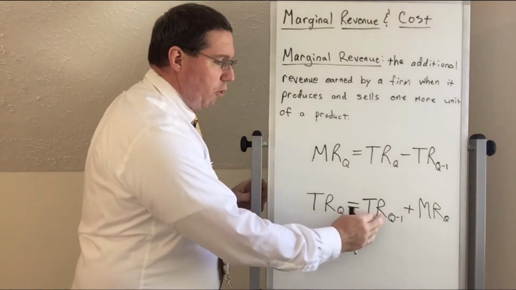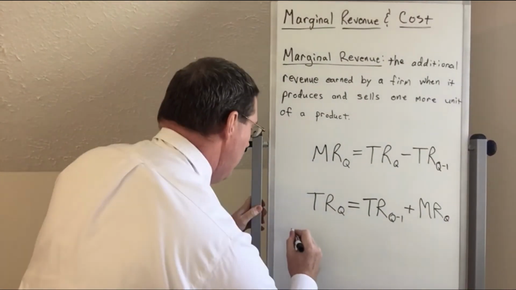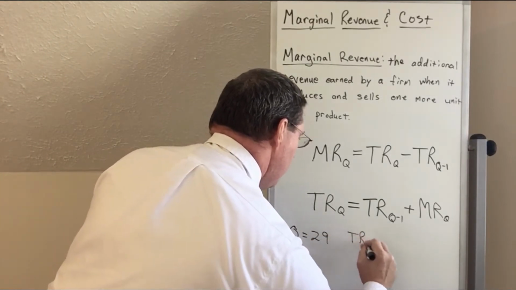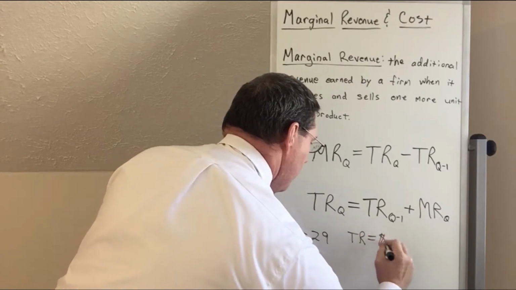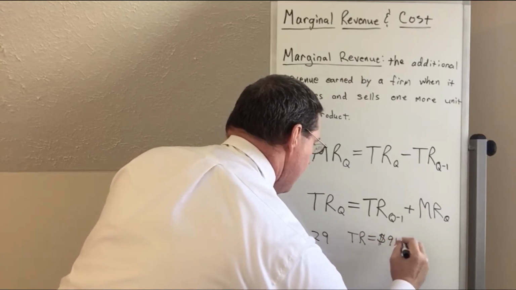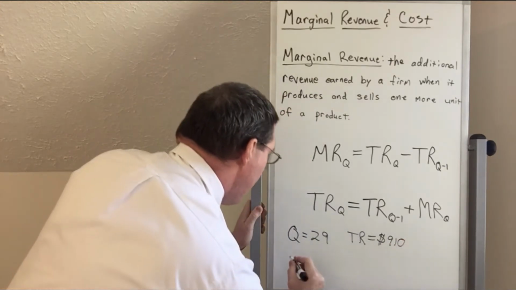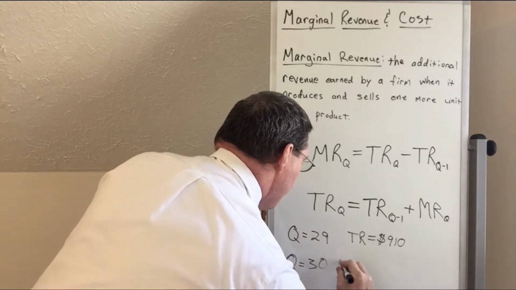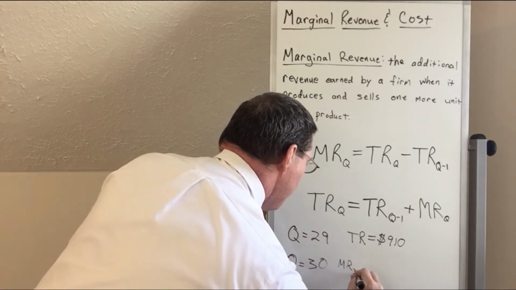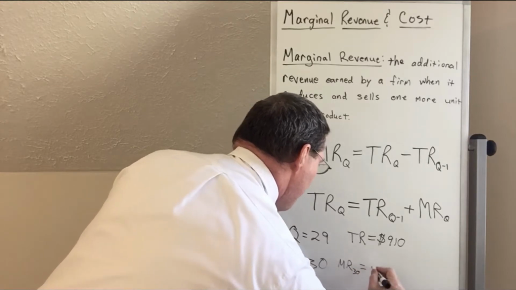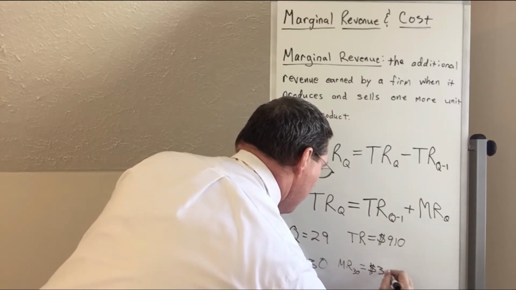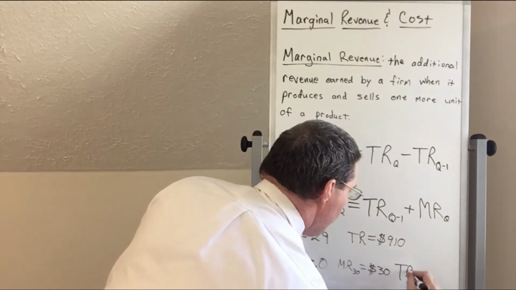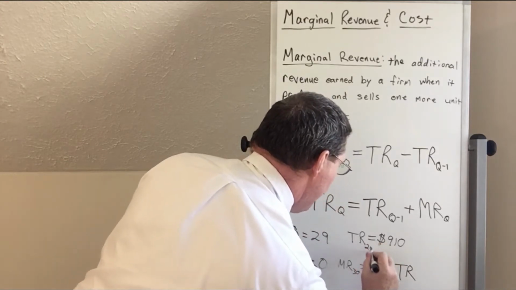So let's say that total revenue for 29 units, let's say quantity is 29 and total revenue is, I don't know, $910. And let's say that for quantity 30, if I told you that the marginal revenue for the 30th unit was $30, then to find the total revenue for 30 units, so here total revenue, we'll put 29 there.